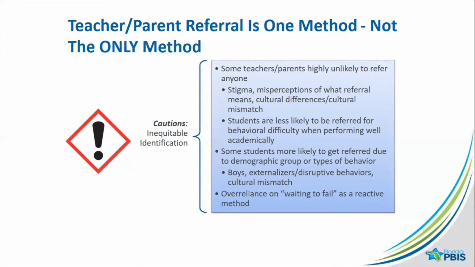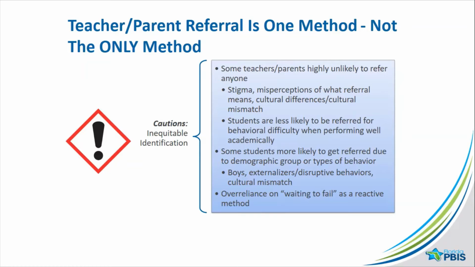Sometimes some teachers and parents will refer more than others. Some may be highly unlikely to refer based on stigma or misunderstanding what that referral might mean for students. For example, if I mention a concern, does it mean they're going to go straight to being a student with disability or being in a self-contained setting, versus I'm referring for just preventative interventions as part of tier 2.